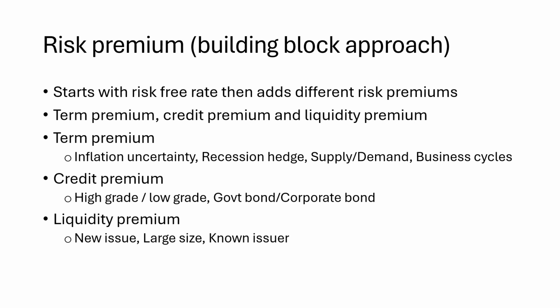For example, for the term premium, inflation uncertainty, recession hedge, supply and demand, and the business cycle all affect the term premium. So if there is a recession, term premium will increase. If demand is more than supply, then term premium will increase. If the business cycle is in slowdown mode or contraction mode, then term premium will increase.